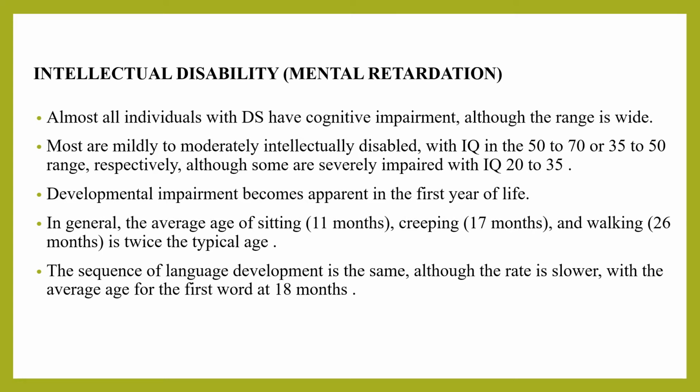Developmental impairment becomes apparent in the first year of life. In general, the average age of sitting is around 11 months, the average age of creeping is around 17 months, and the average age of walking is around 26 months. This is twice the typical age for other children. The sequence of language development is the same, although the rate is slower, with the average age for the first word at around 18 months.